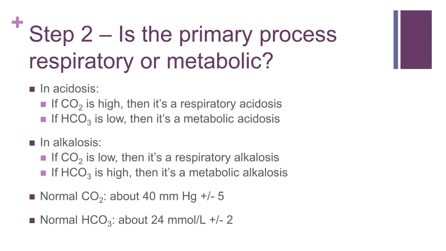The next step is to figure out if the primary process is respiratory or metabolic. In an acidosis, if the CO2 is high, then the primary process is a respiratory acidosis. If the bicarb is low, then it's primarily a metabolic acidosis. In alkalosis, if the CO2 is low, then it's a respiratory alkalosis. If the bicarb is high, it's primarily a metabolic alkalosis. A normal CO2 is about 40 millimeters of mercury. A normal bicarbonate is about 24 millimoles per liter.